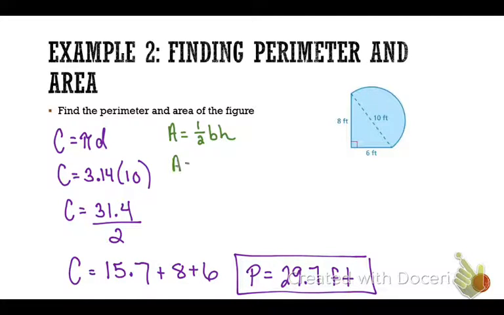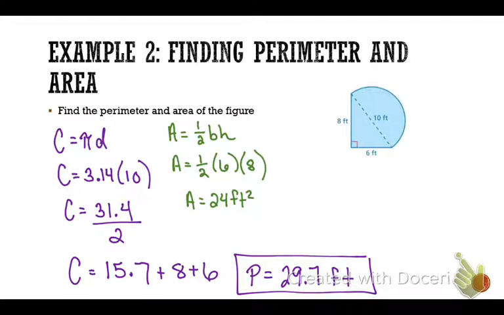A equals 1/2. What's the base of the triangle? Times 6. And what's the height of the triangle? Times 8. Okay? Now, you can do this calculation however you want. You can do 6 times 8 and then take half of it. You can take half of 6 and then multiply that by 8. You could take half of 8 and then multiply it by 6. I would say take half of 6. What's half of 6? 3. What's 3 times 8? 24. So the area of the triangle is 24 feet squared.